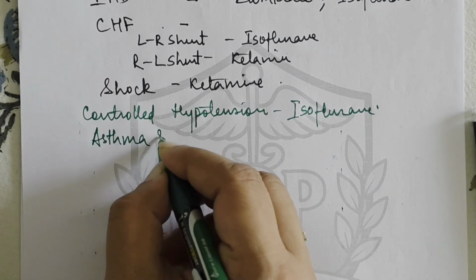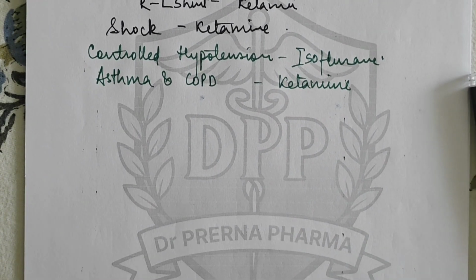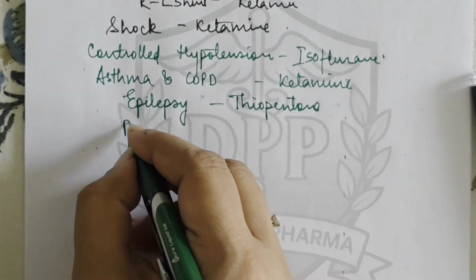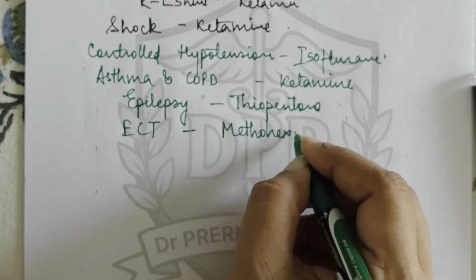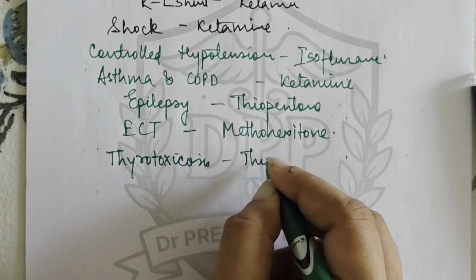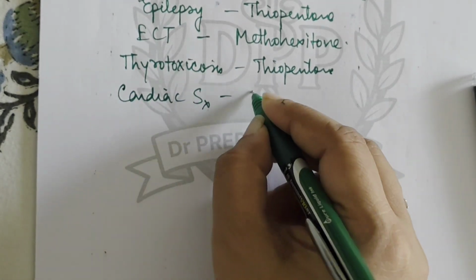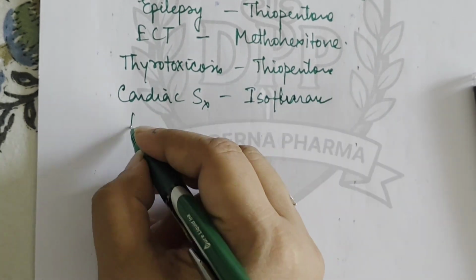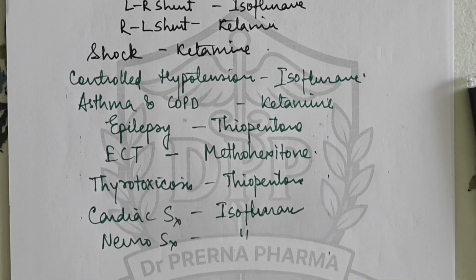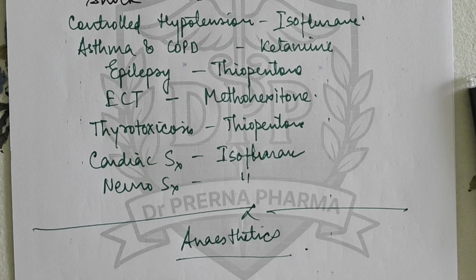Then in asthma and COPD, we use ketamine. Halothane can also be used because it also causes bronchodilation. Epilepsy patient, because of its anticonvulsant property, we use thiopental. And for ECT, we use methohexital because it produces convulsions. Then thyrotoxicosis, thyroid patient, we use thiopental, right? Cardiac surgeries, as told, we use isoflurane. Neurosurgery also we use isoflurane. So these are some summaries of the anesthetic drugs that are to be used in particular conditions. So now with this we finish the anesthetics, and the next chapter that we take up is the psychiatric disorders, mood disorders.